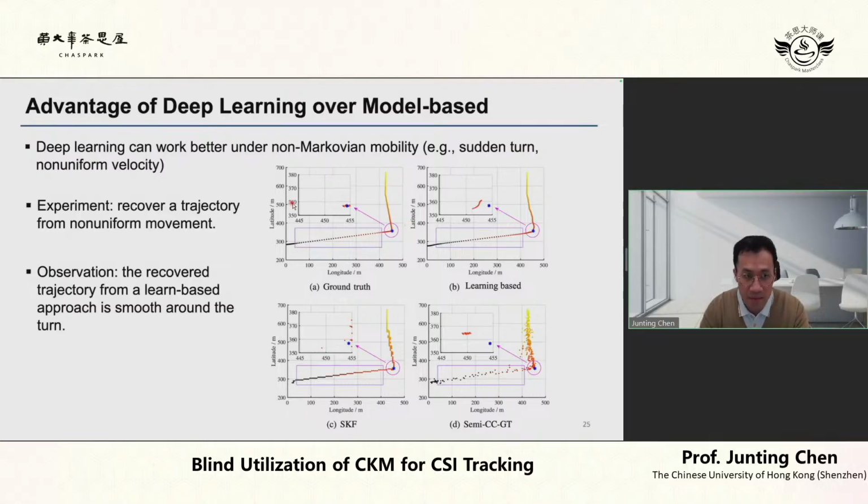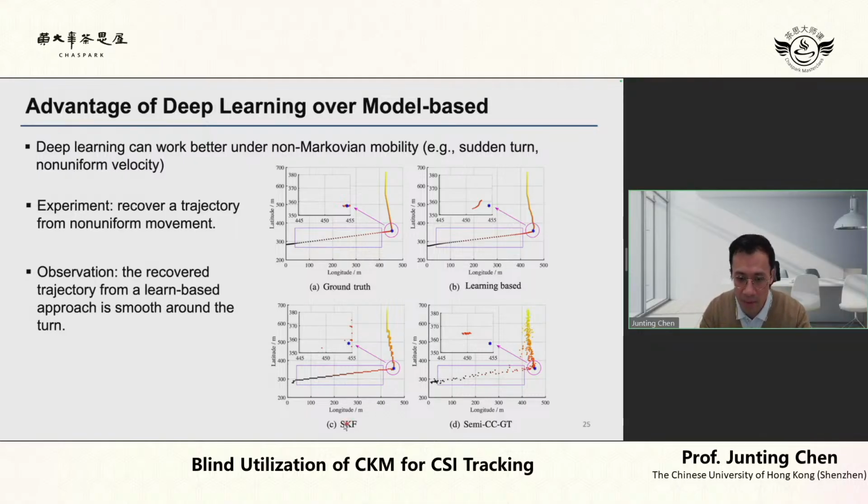Now here we can see the benefit of using deep learning over model-based approaches. Although I always think that is not a fair comparison, because for deep learning we have a large network and we use a lot of computation. But if we just focus on the performance, then we see some substantial difference. So this is the ground truth, where the user follows some trajectory with non-uniform speed. For example, this part it moves very fast, and this part it moves slowly. And at this point, the user makes a sudden turn. This kind of mobility is very difficult to describe by a conventional, say, Markovian model.